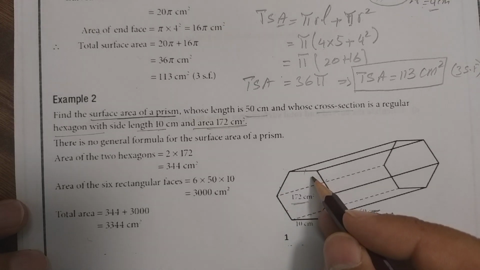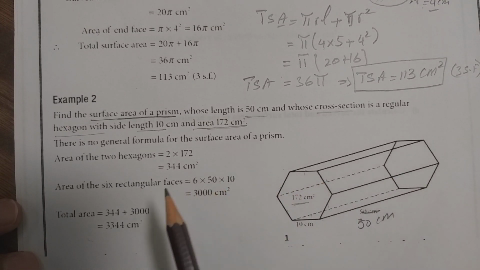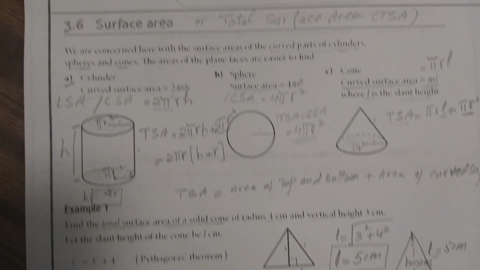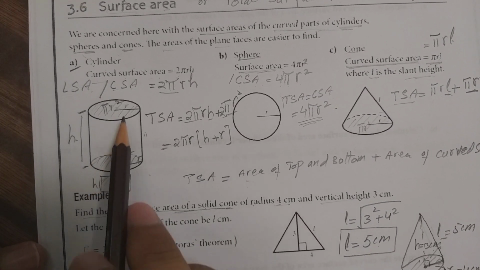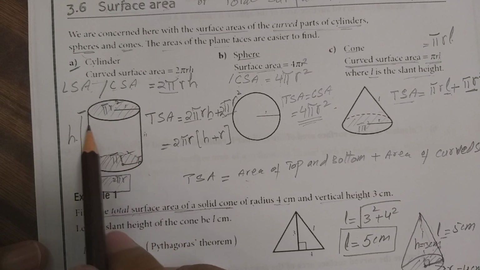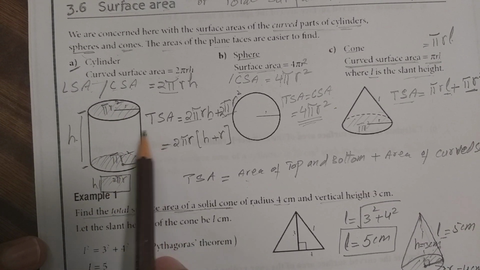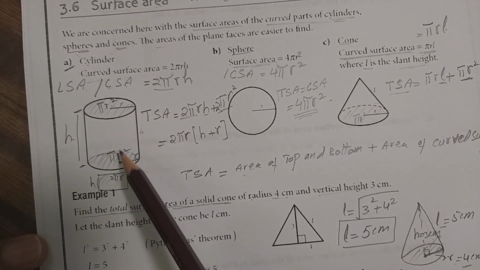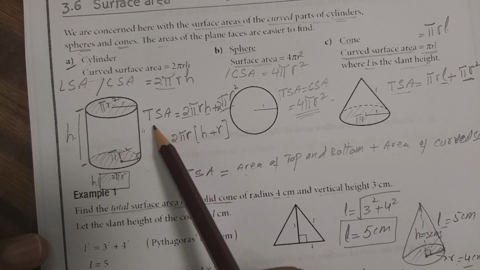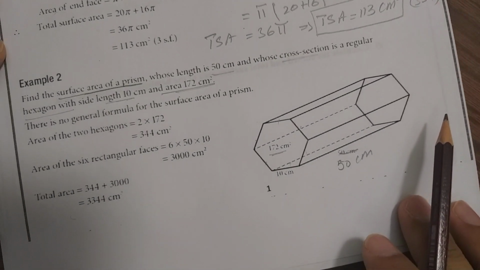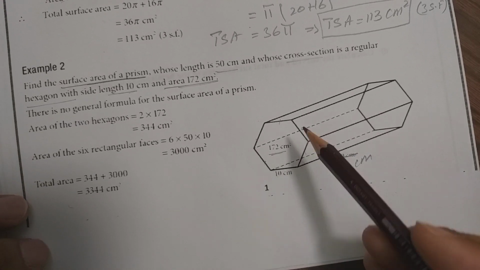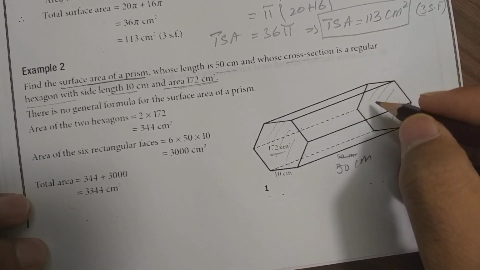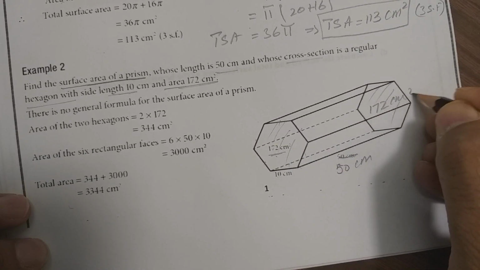If we say the curved surface area, we remove the top and bottom, as we learned here, and take only the curved part. But if we say the total, we add the curved part and the top and the bottom one, and it becomes the total surface area. So the top and bottom are the same, 172 centimeter square each.